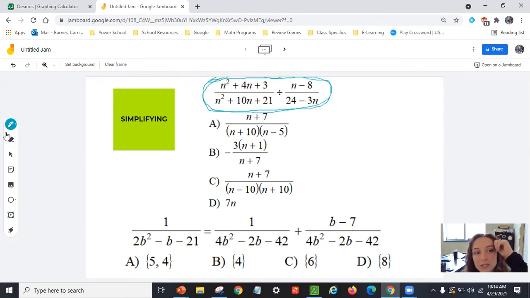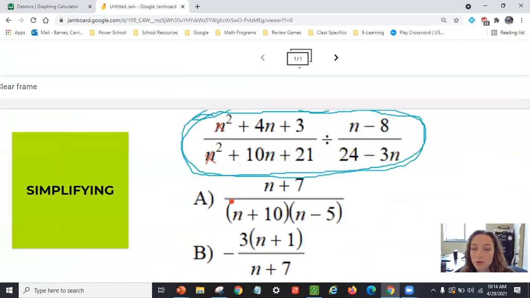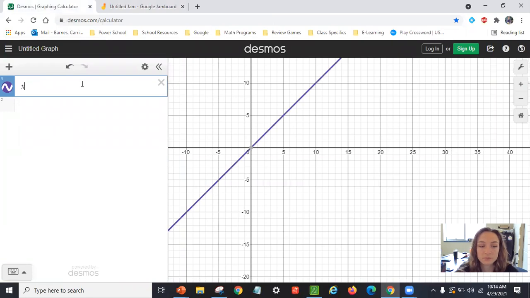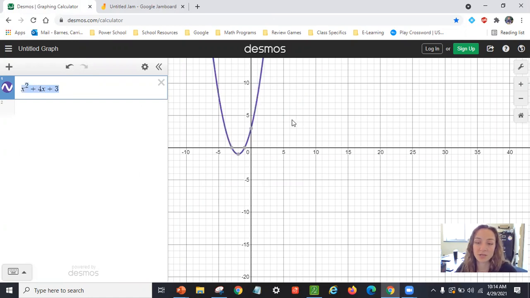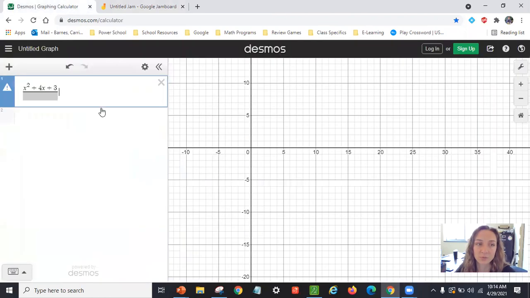The only thing that you really need to know here is that Desmos only works in X and Y. So we're just going to change all these n's to X's. You get the idea, so I'm not going to go through and do it for every single one. So let's go type this in. X squared plus 4x plus 3, all of that divided by x squared plus 10x plus 21.